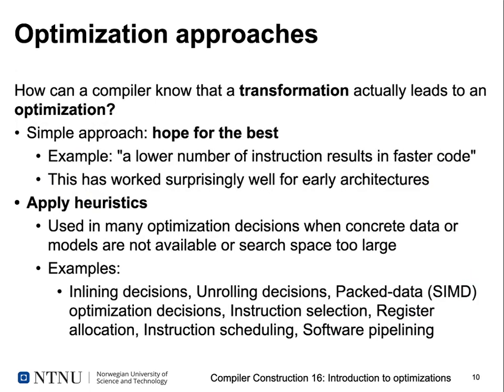So how does a compiler actually know that a transformation leads to some optimized behavior? So let's say to some improved behavior, because we know it's not optimal. The simple approach that was used for many, many years is let's just hope for the best. So for example, we would just assume naively that a reduced number of instructions will result in faster code. Now in general, this is true. But of course, if you replace a number of simple instructions with a very complex instruction, this very complex instruction may take a long time to execute. And there are examples for this.